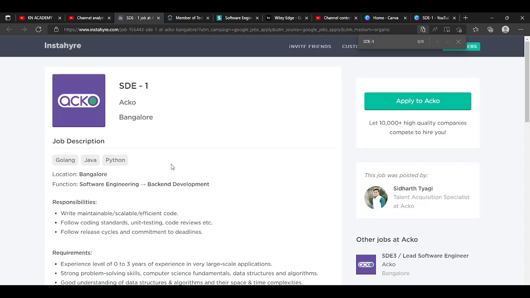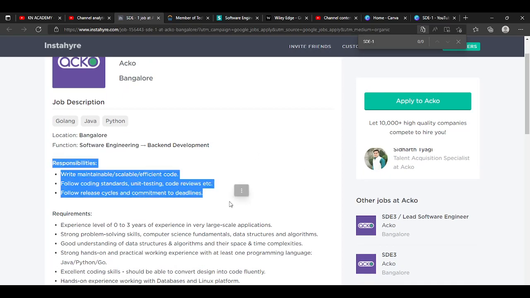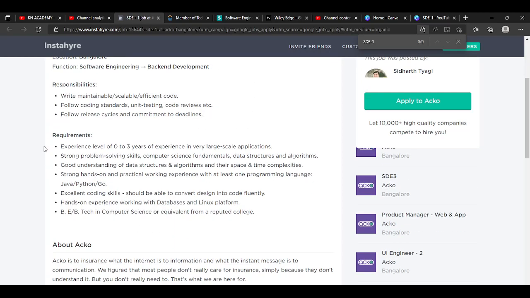The job location is Bangalore. The job description says you must have some knowledge of one programming language like Golang, Java, Python. Job location is Bangalore. You can read your job responsibilities from here. So this is an important section. Please read carefully. Experience level required is 0 to 3 years.